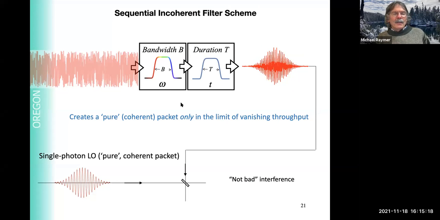This just illustrates that point a little bit more. You have a steady state thermal light coming in with a very broad bandwidth. You put it through a spectral filter with a bandwidth B, and then through a time gate of duration T, which simulates what a fast detector can do. If B times T is equal to 1, then you create the optimally filtered wave packet. It's not perfect because you cannot convert noise into coherent field with high efficiency, but you can do that with a certain efficiency, maybe 50%, but there's always some residual noise here. And then you can interfere that with the well-designed single photon local oscillator, which is a pure coherent wave packet, and you get not so bad interference. And this does work in theory.